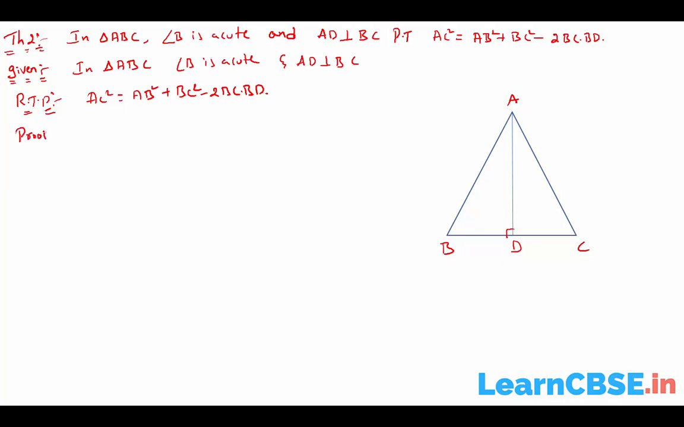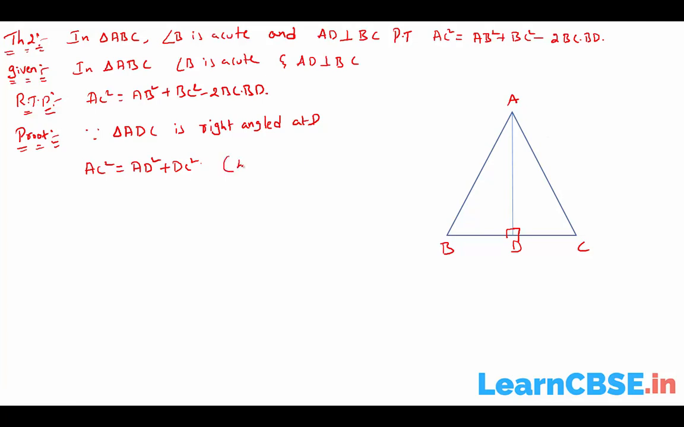Proof: since triangle ADC is right angled at D, you can write by Pythagoras theorem, ADC triangle. I'm taking this ADC triangle, right angle at D. Pythagoras: hypotenuse square equals to AD square plus DC square.